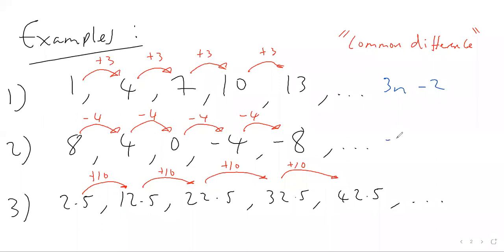Likewise, with this one down here, the nth term is going to be 4n, and then plus 12, because to go from -4 up to our first term, we have to add 12. And with this one down here, the nth term would be 10n, and then minus 7.5, because to go from 10 to 2.5, our first term, we've got to take away 7.5.